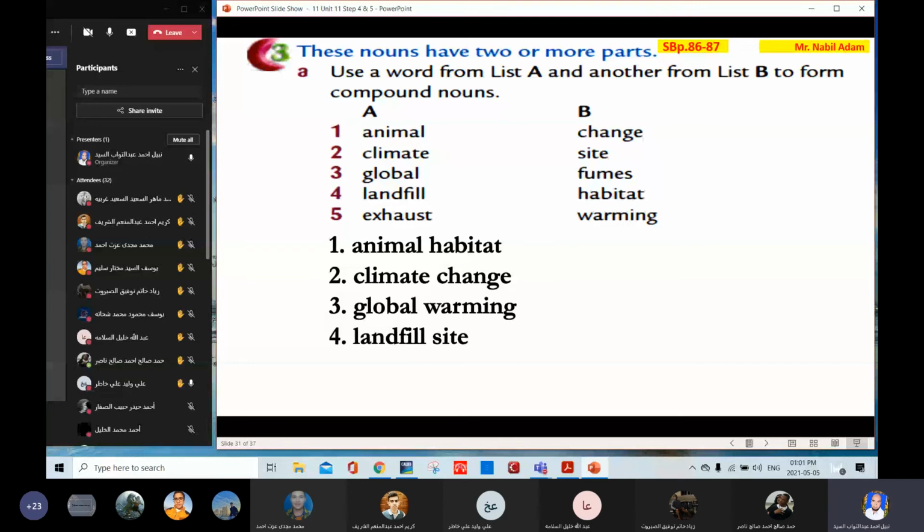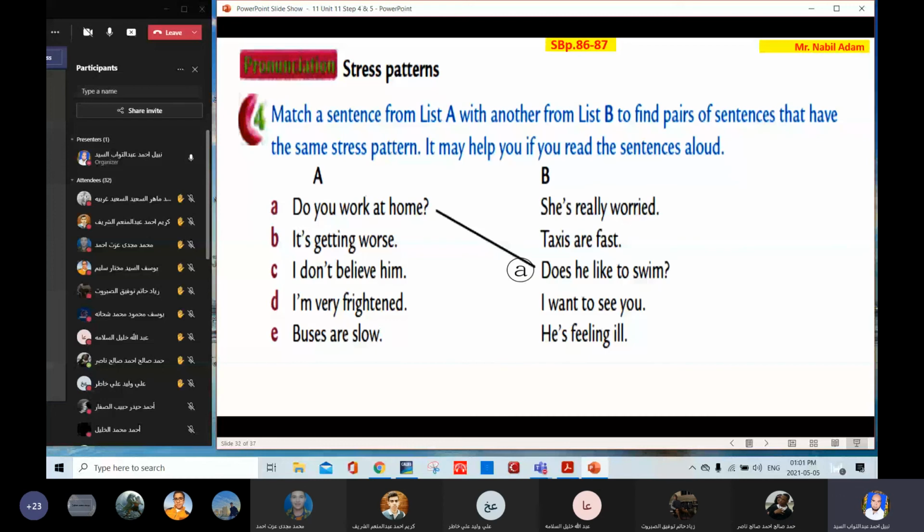Very good. Okay, this is stress pattern exercise. Here you are going to check pronunciation. Make a list by joining stress patterns.